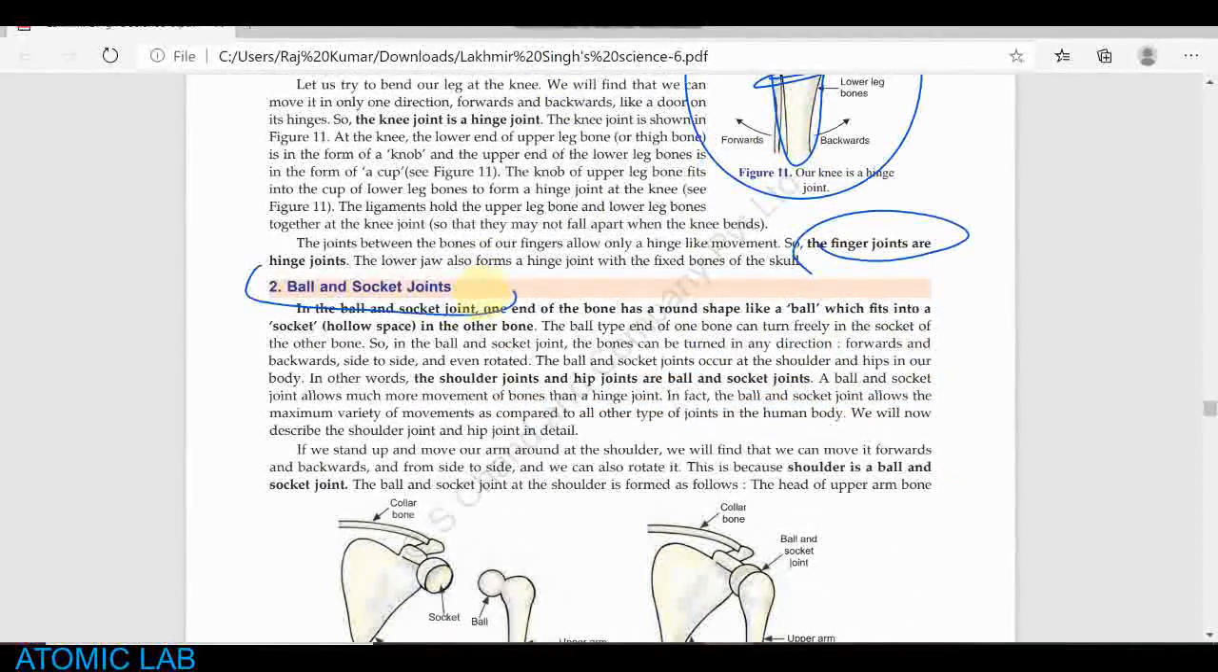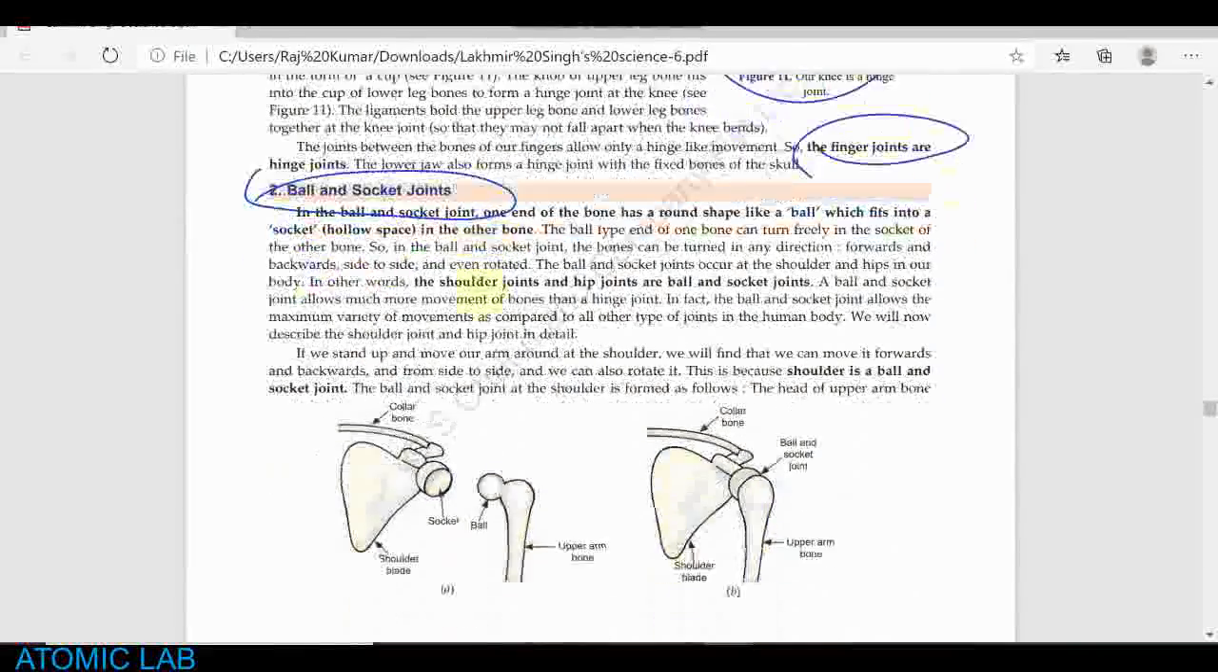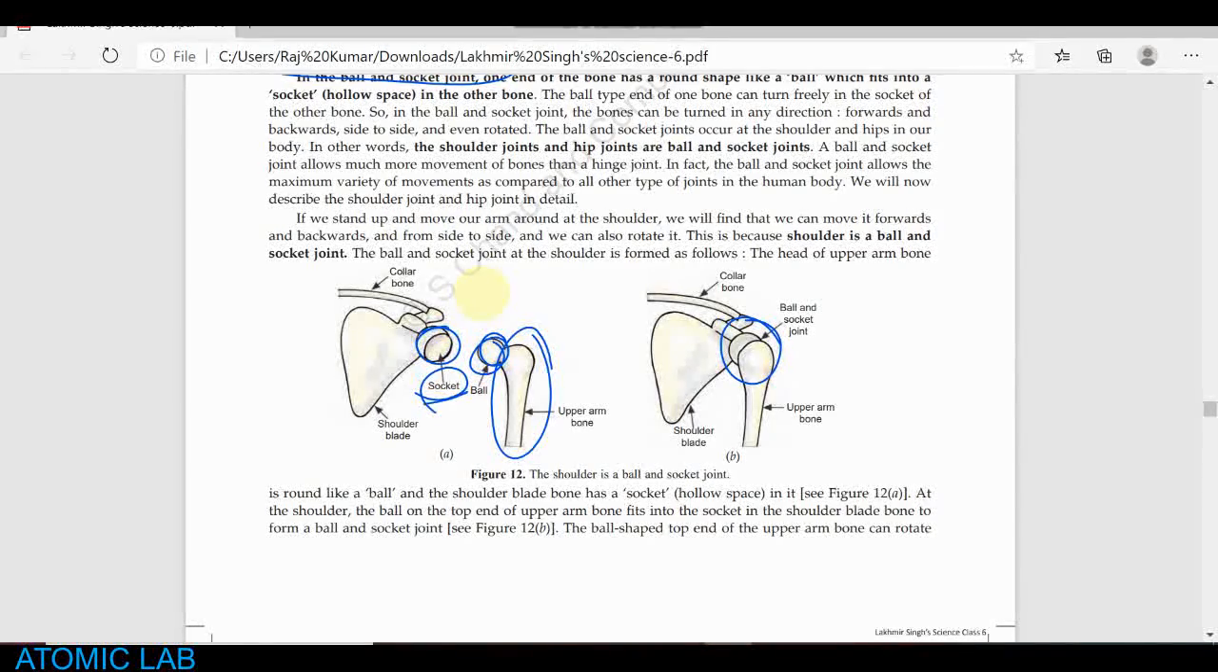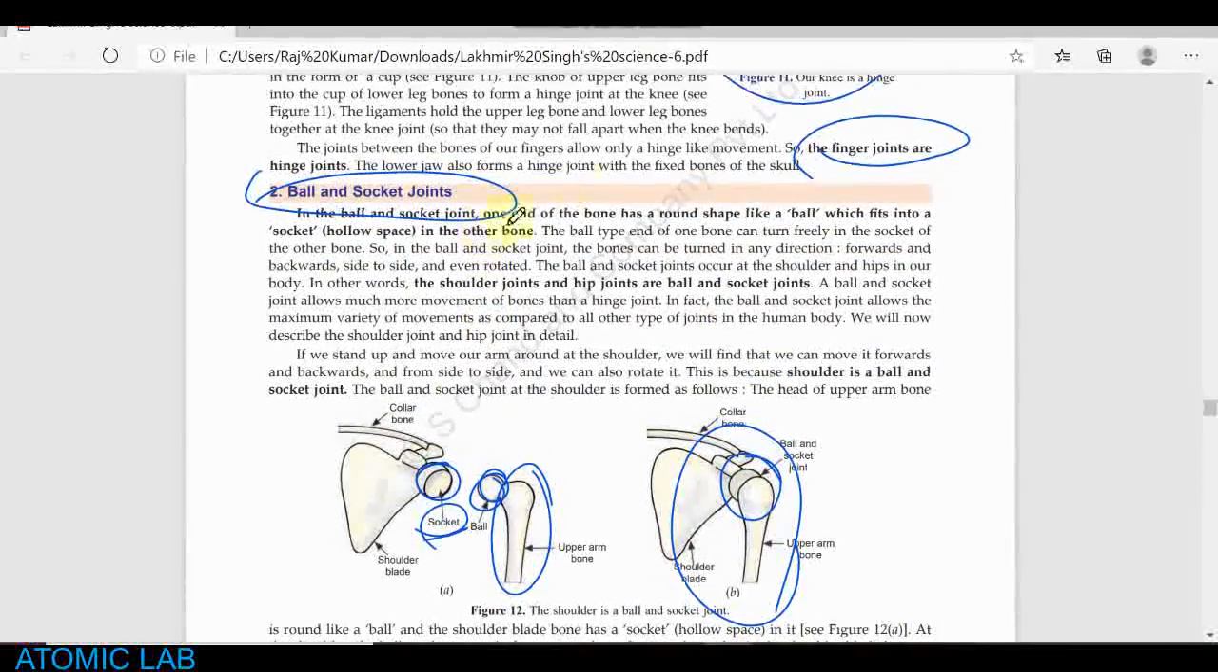The second is the ball and socket joint. Here you see two bones. One bone has a ball at its terminal end, and the second has a socket. When they are fixed together, the ball is fixed in the socket, and this joint allows movement in a circular path. One end has a ball-shaped structure and the second bone has a socket structure, and they are held together and help to move in circular motions.